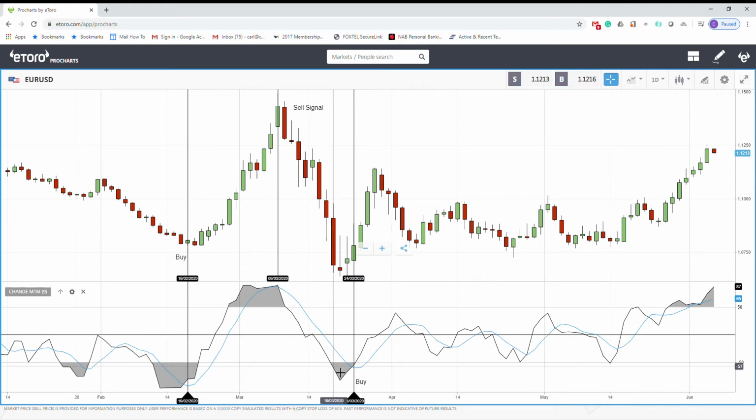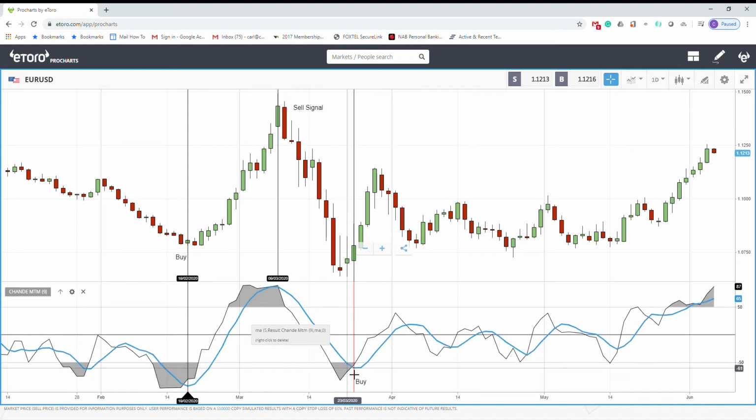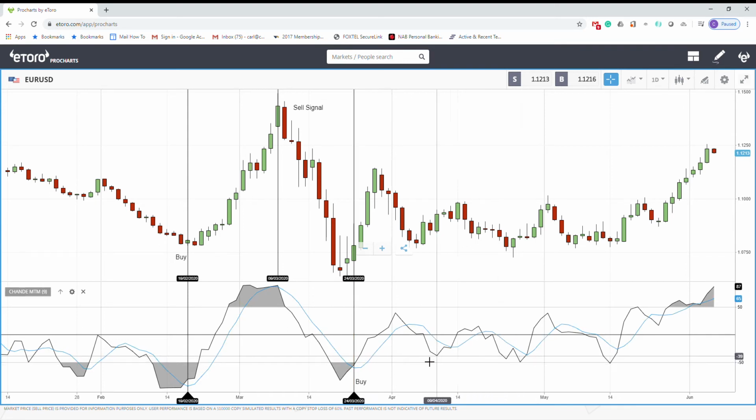It means when it goes under minus 50, we are in oversold area, so it's a good time to buy. So as soon as it crosses back up from minus 50, you put the buy position or buy order.